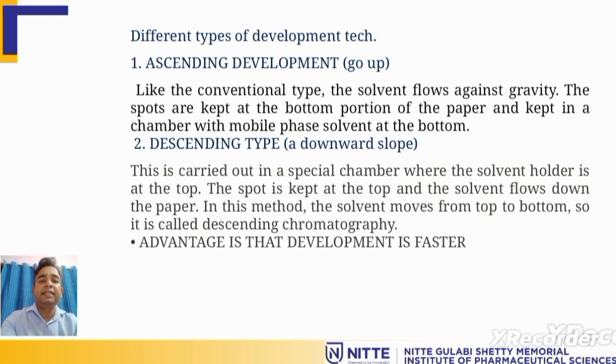In descending development, this is carried out in a special chamber where the solvent holder is at the top and the spot is kept at the top and the solvent flows down the paper. In this method, the solvent moves from top to bottom, so it is called descending chromatography. The biggest advantage of descending chromatography is that it is much faster as compared to ascending development. However, you need a special chamber to keep the solvent at the top and the paper below this.